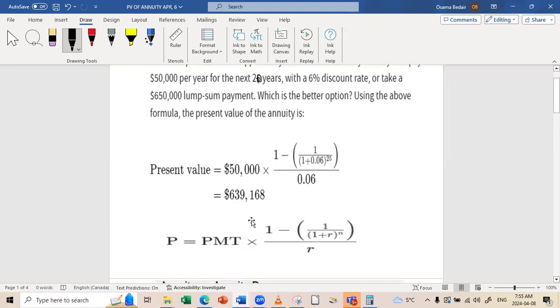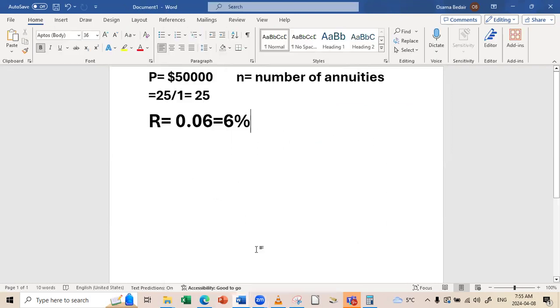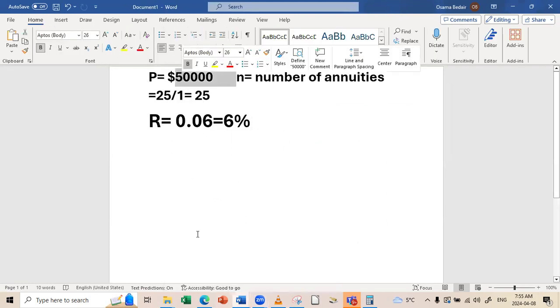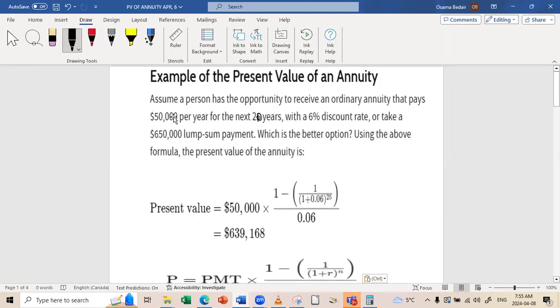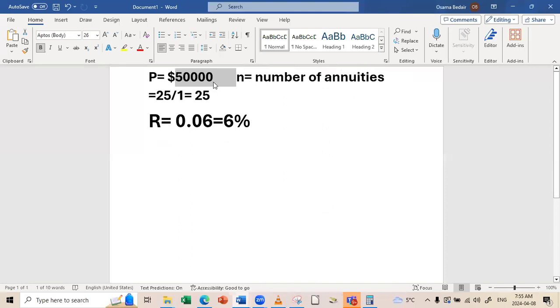So here, when I say every year for 20 years, that means that I have to deduce the data from this given example. The deposit is 50,000. How did I know that the deposit is 50,000? He said 50,000 per year for the next 20 years. So here is the 50,000. The amount is 50,000. Perfect.